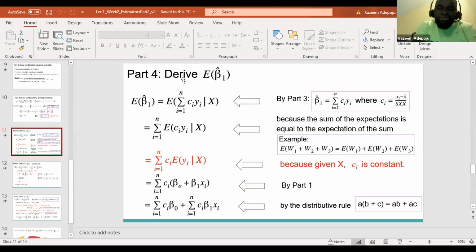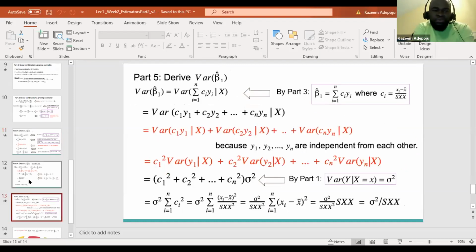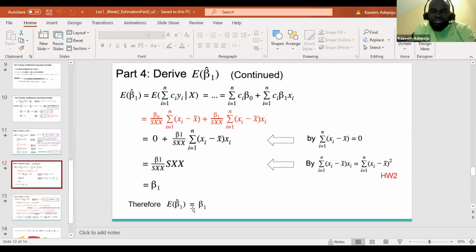Now, in part 4 here, we're trying to show that the mean of beta 1 cap is going to give us the population parameter beta 1. That's exactly what we're trying to show. If I have different values for beta 1 cap, and if I find the mean, then it will automatically give us what we need.